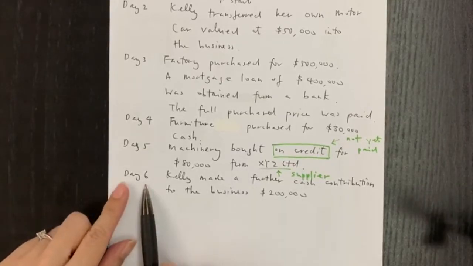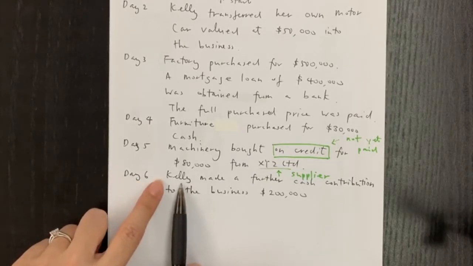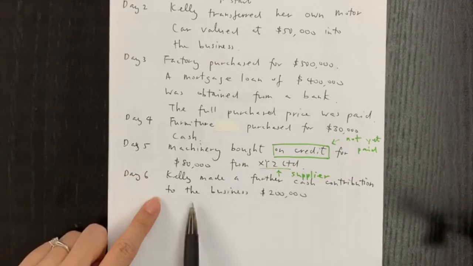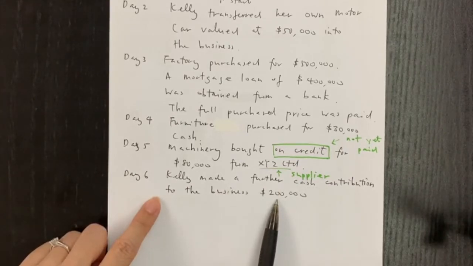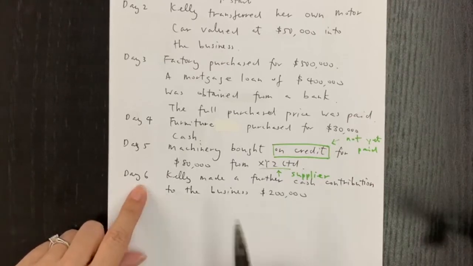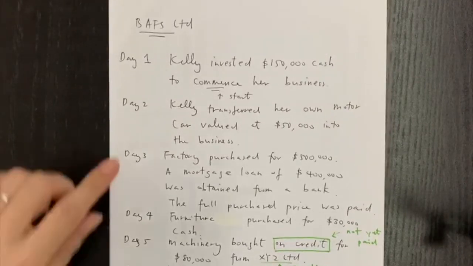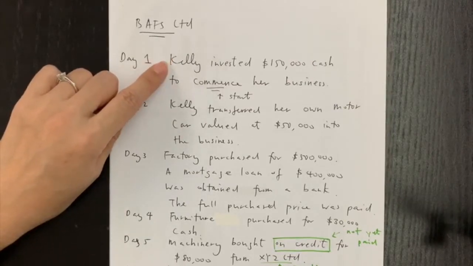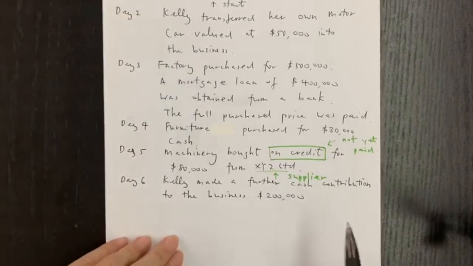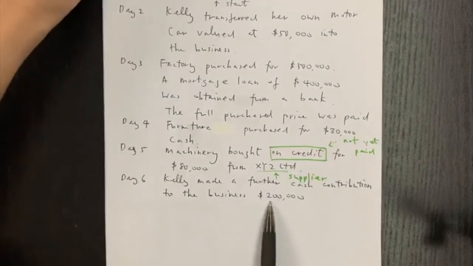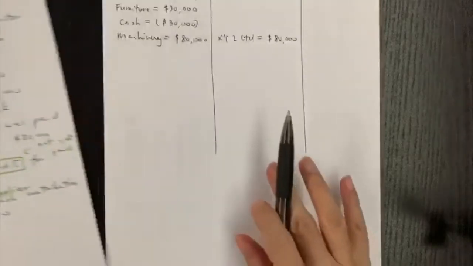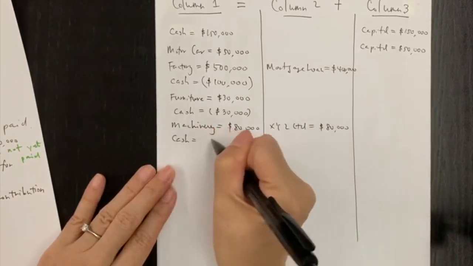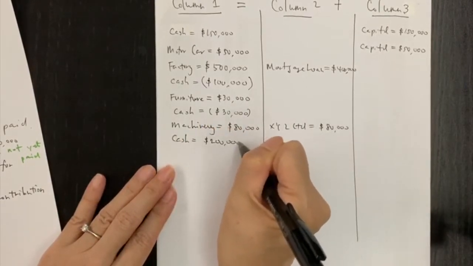Okay, so next, day 6, we have Kelly again. Who is Kelly? Kelly is the owner. So Kelly made a further cash contribution to the business, and which is 200,000. So you can see day 6 actually is exactly same as day 1 when the owner started her business by putting cash into the business, right? Which is exactly the same. So what do you think about this 200,000? So that this 200,000 should go to column 1. All right, so I have cash here, which is 200,000.